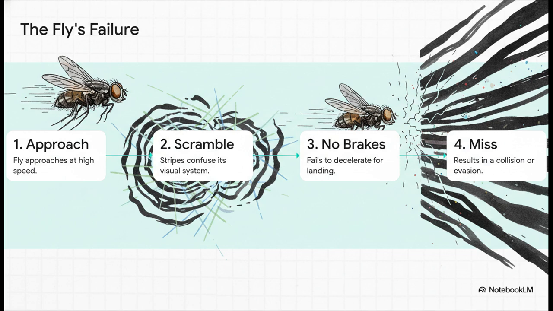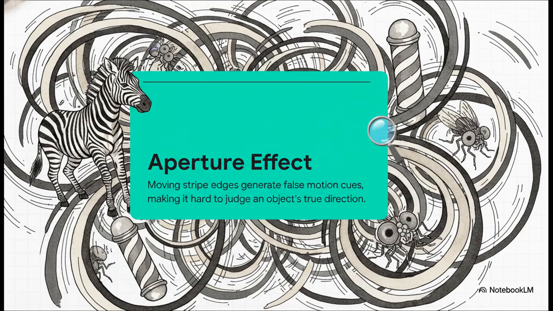And the result is a total catastrophe for the fly. It either smacks right into the zebra or has to bail out. So, why does this happen? Well, the first reason has a fancy name, the aperture effect. But it's actually pretty simple to understand.